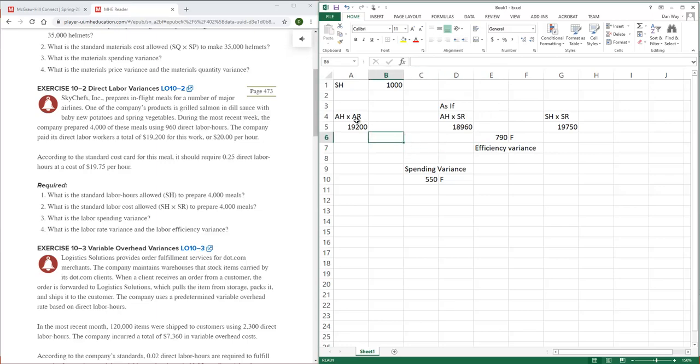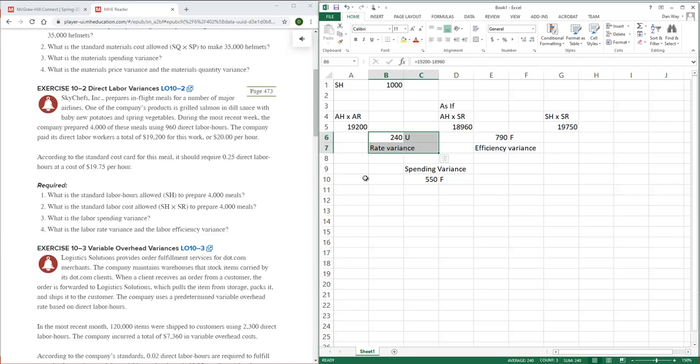And then over here on this side, again, we're isolating the change caused by a difference in rates, the actual rate versus that standard rate. So the total of 19,200 in our actual result minus the 18,960 in our as-if. Again, this is our rate variance. It's $240. Because the actual is greater than the as-if, we'd say that's an unfavorable variance.